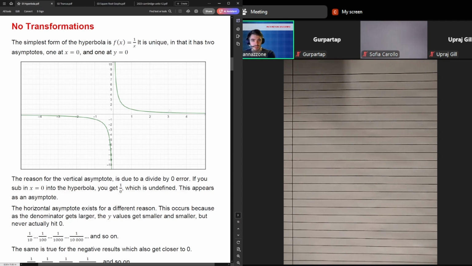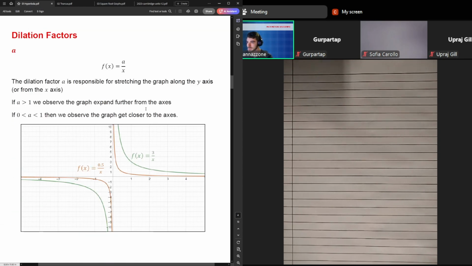We can apply transformation factors to that. So first up, some dilation factors. Dilation factor of A is typically seen as stretching along the y-axis, or you could say from the x-axis. Basically put, if you have a bigger number in your numerator, the y value should be bigger, right? You're multiplying by 3, at least in this case. And if your numerator is smaller than 1, it usually won't be, but just for the sake of argument, the y value should be therefore smaller. You're shrinking along the y-axis.